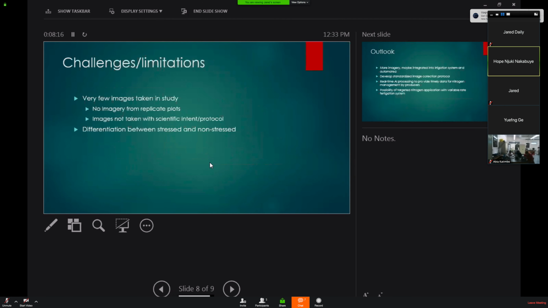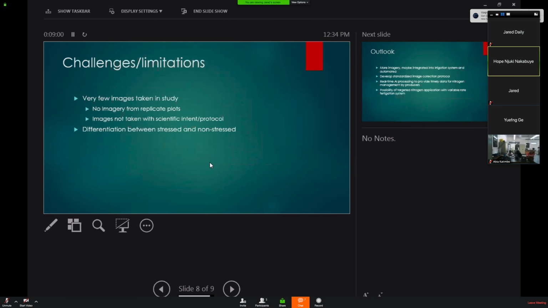I've already mentioned a couple of our challenges, but we have very few images taken considering the size of the study. Each farm was replicated 3 times for scientific rigor, but we didn't take images of those replications because our images were not taken with science in mind. They were just taken to give the competitors a view of what their farm was looking like. So definitely we would want to take more images and get those 3 replicate plots imaged better, and maybe have a little more scientific method involved with our imagery.